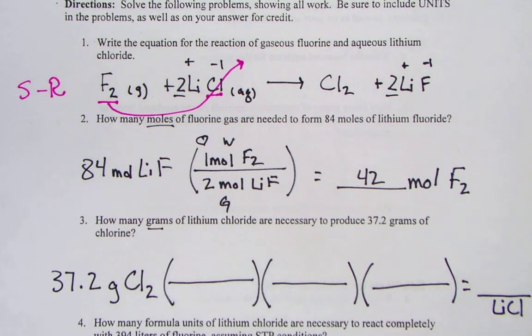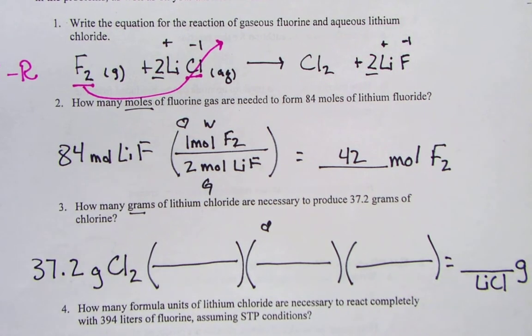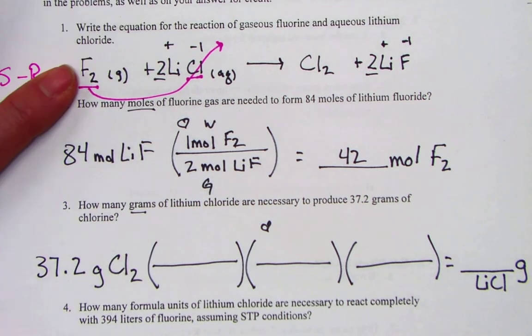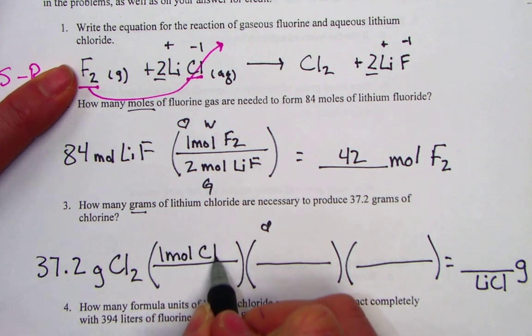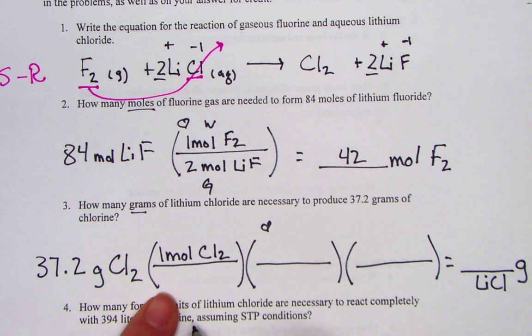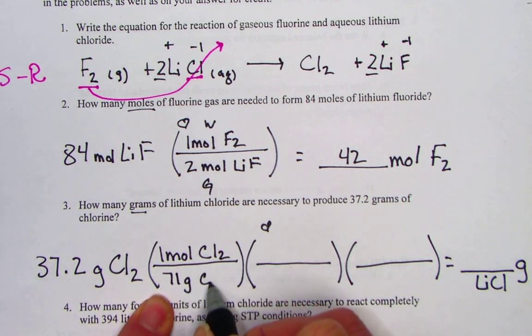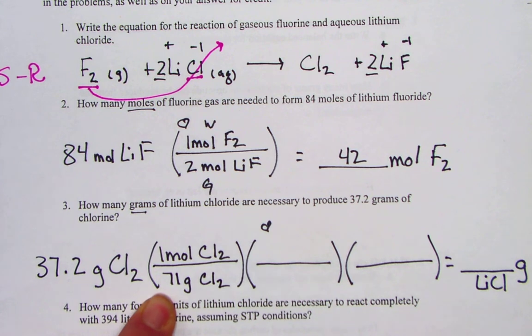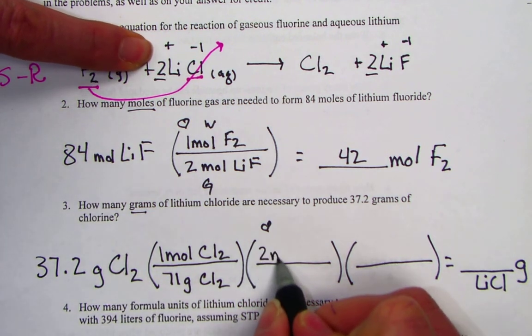So I can see my target, and that middle parenthesis will be the heart of our problem, the want over given ratio. In our first conversion factor, we need to change the gram unit of chlorine into a mole unit, so we'll use its molar mass. Adding a couple of chlorines together gives us 71 grams as its molar mass. Our target is lithium chloride. Its coefficient is a 2.